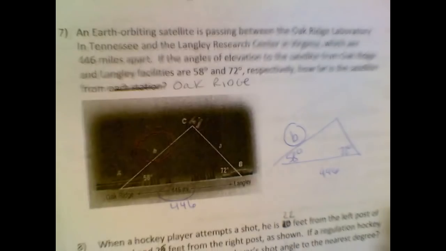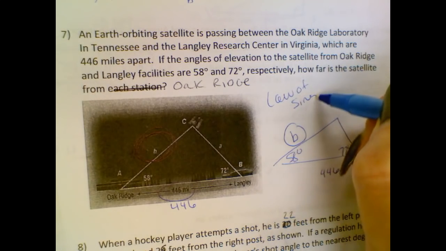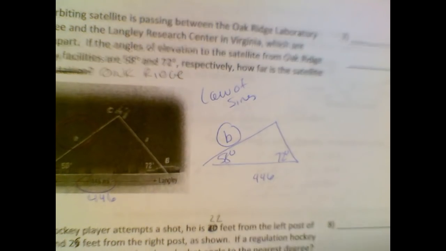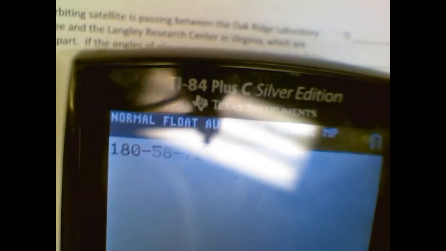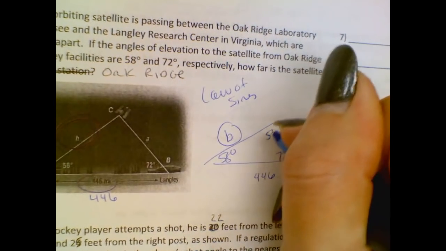We are given two angles, so we're going to be using law of sines. But I like to find the third angle, and usually we do need the third angle. So let's find the third angle. 180 minus 58 minus 72. So the third angle is 50 degrees.